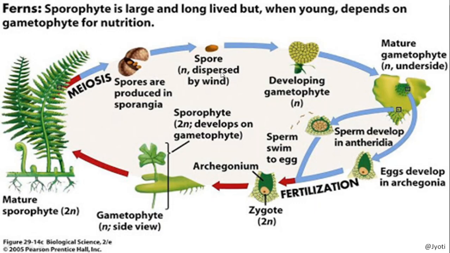Okay, so now you can see the spore is dispersed by wind. Then when it gets a favorable condition, that is a cool, damp and shady place, it develops into a multicellular haploid structure called the gametophyte. This gametophyte is a flattened, fleshy, leaf-like structure called the prothallus. The prothallus is the primary stage of the gametophyte.